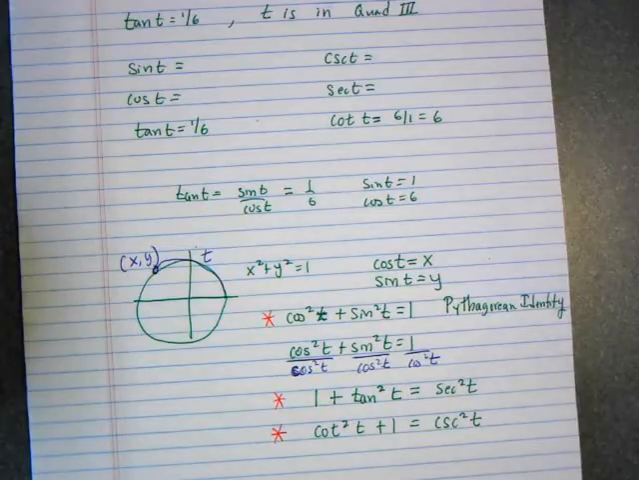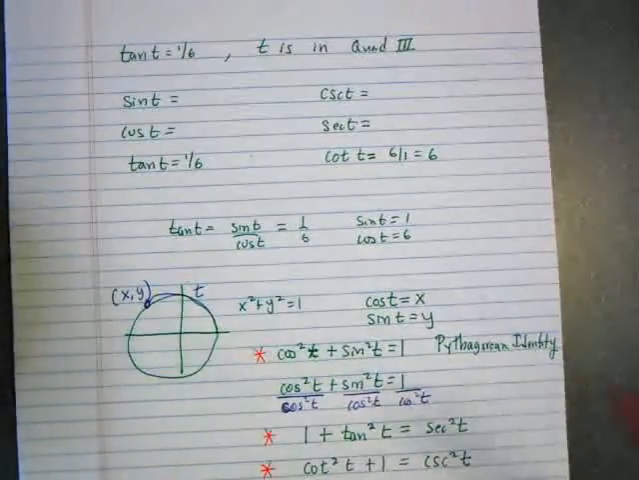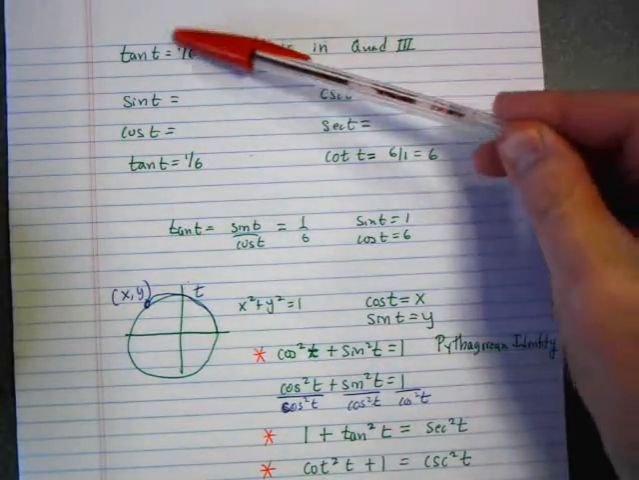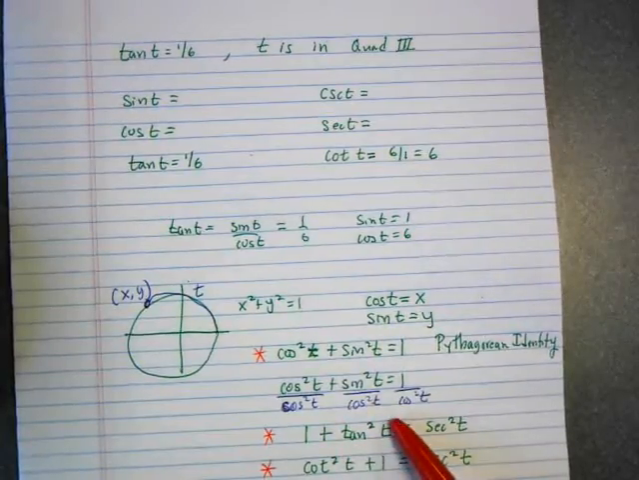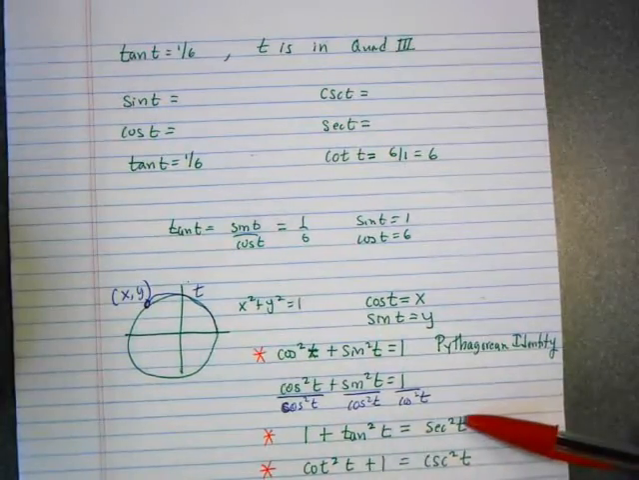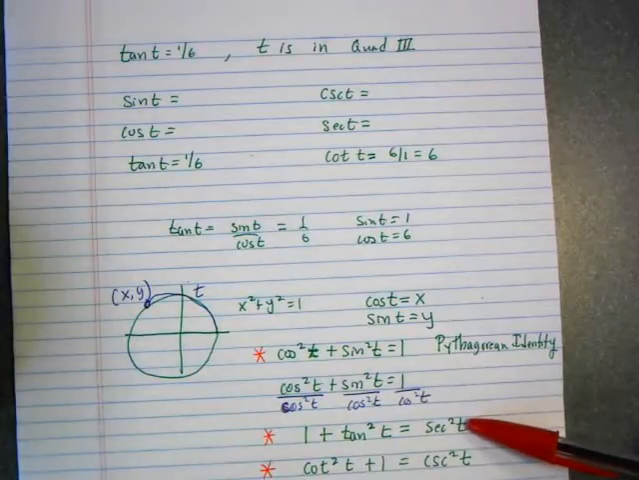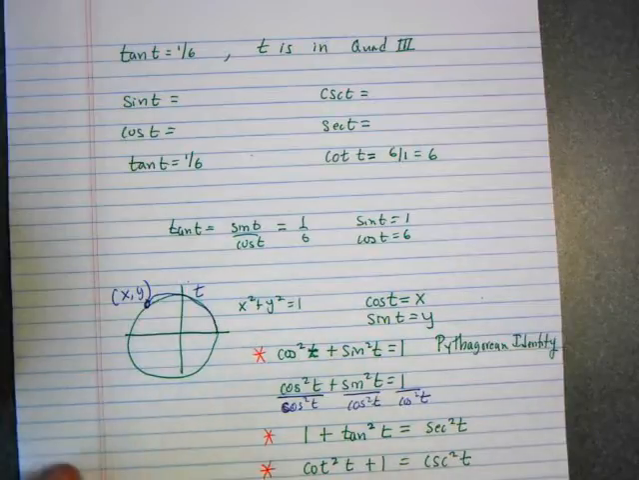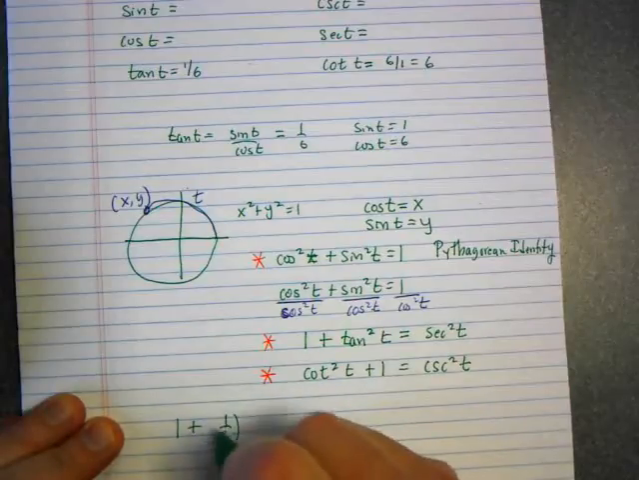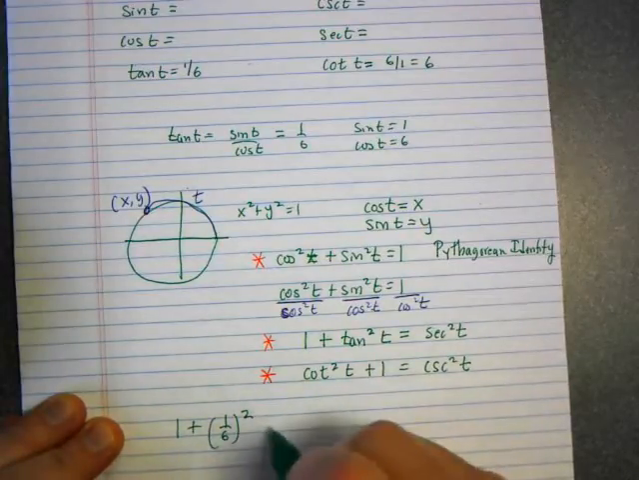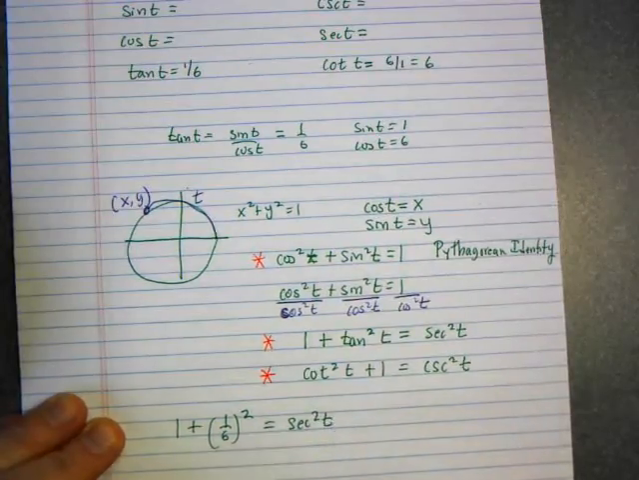All right, so now we're ready to go back and answer this question. If I know tangent is 1/6, I'm going to take 1/6 and plug it into this formula right here. And what's that going to allow me to do? It'll allow me to find secant. Once I know secant, I can find cosecant and cosine and sine. Once I know that one, I can find the other ones. All right, so that's what we need to do. So we're going to have 1 plus 1/6 squared equals secant squared t.